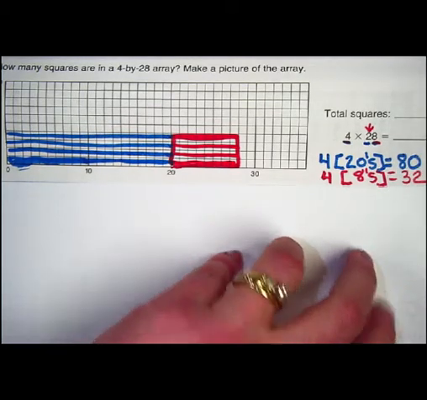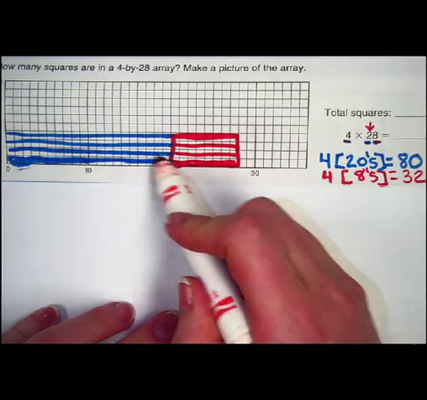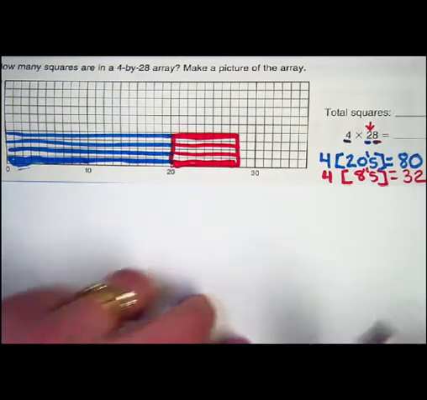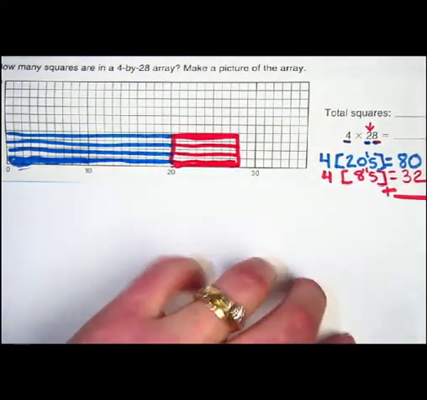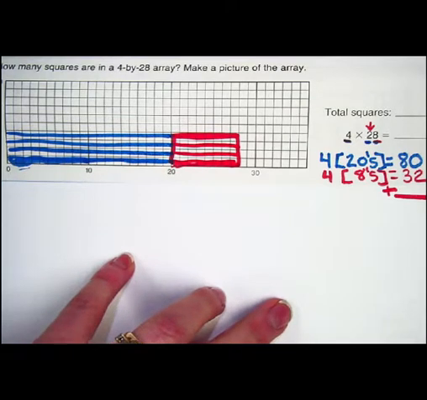And now what I need to do is add the parts together. I want to add the blue parts plus the red parts to get the total number of squares that I've shaded. So I'm just going to draw a line here and put in a plus sign. When I add, I want to make sure that I start with my largest place value first because I might have a lot of numbers to write down.